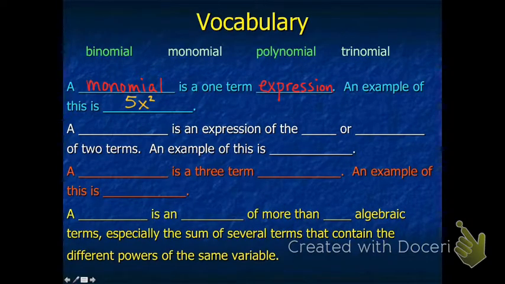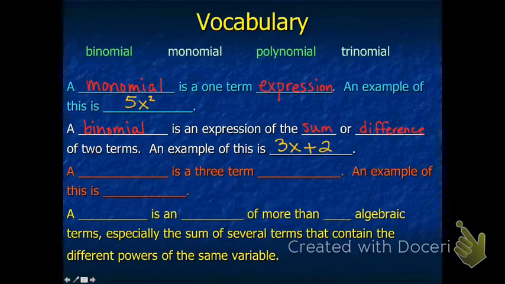Okay? The second one says a blank is an expression of the blank or blank of two terms. An example of this is blank. So a binomial is an expression of the sum or difference of two terms. An example of this is 3x plus 2. 3x is a monomial. Positive 2 is a monomial. When you put them together, they are a binomial.